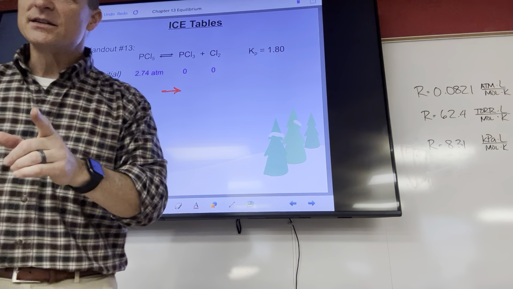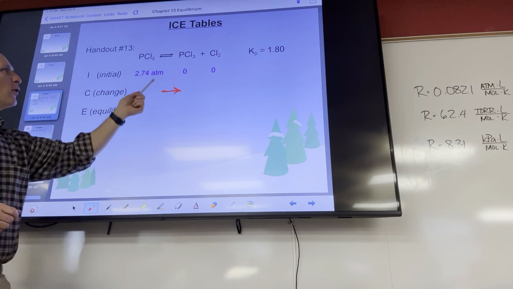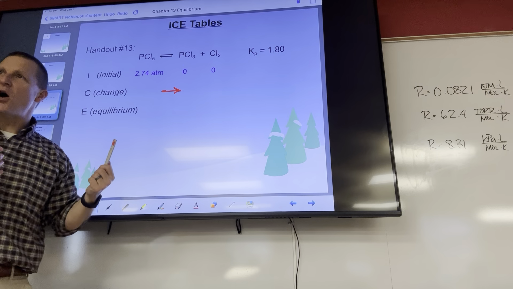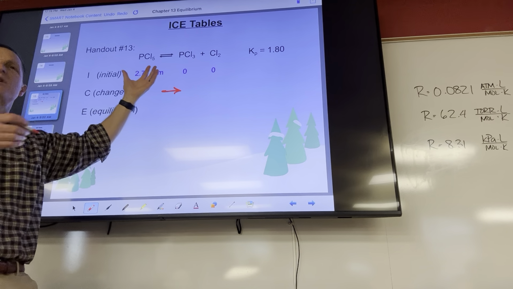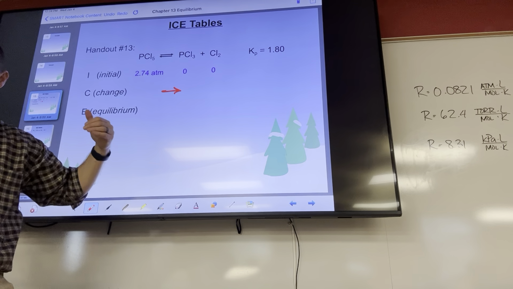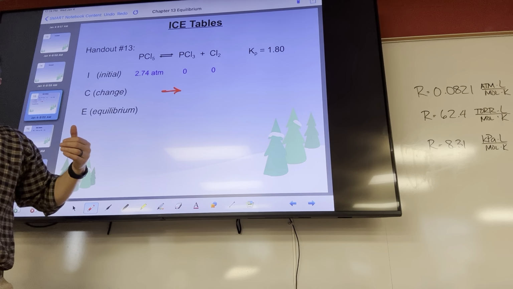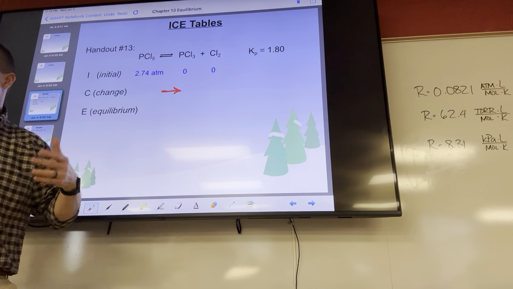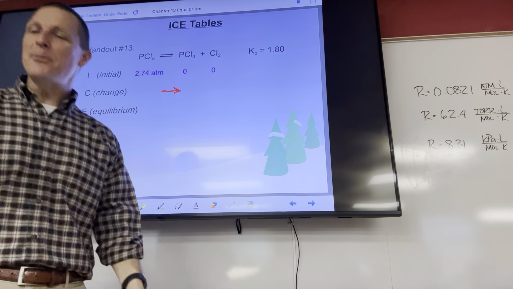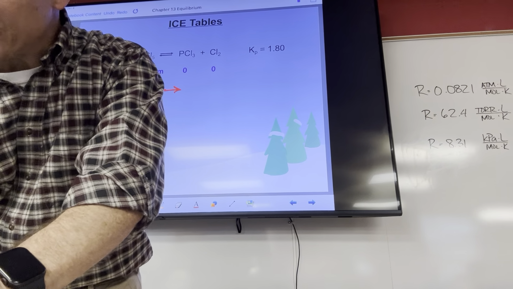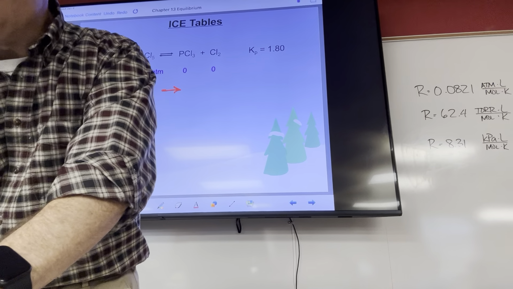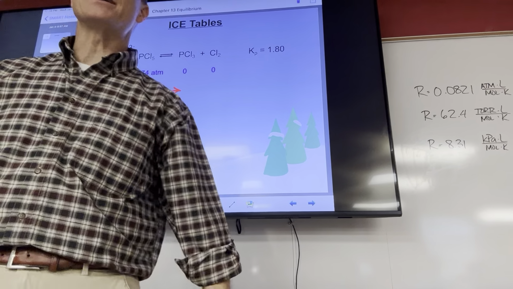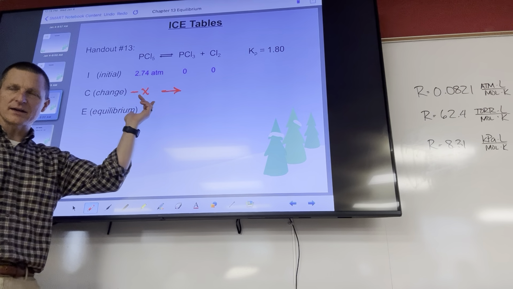So that means that this 2.74 atmospheres is going to get smaller. It's going to shift this way. Some of the PCl5 is going to get used up, and therefore its pressure is going to go down. How much does it go down? Well, we don't really know that. So our change is going to be minus, and I don't know how much it is, so I'm just going to call it X. It's going to go down by some amount, X.